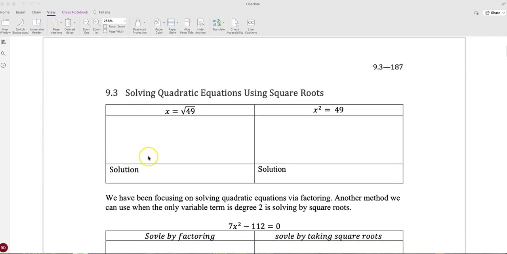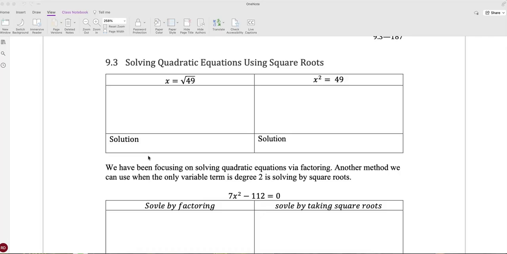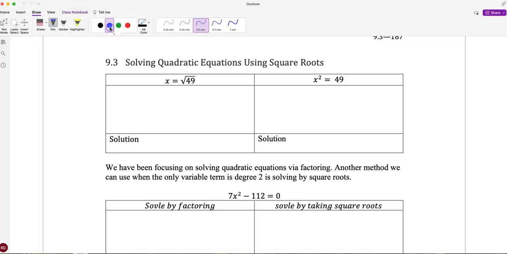Continuing our study of solving quadratic equations, the methods that we have, and we've talked about the method of factoring. Another method we have is solving with square roots. So let's look first at the equation that you see here to the left. x is equal to the square root of 49. So this is a linear equation.